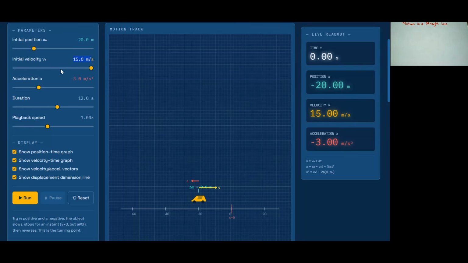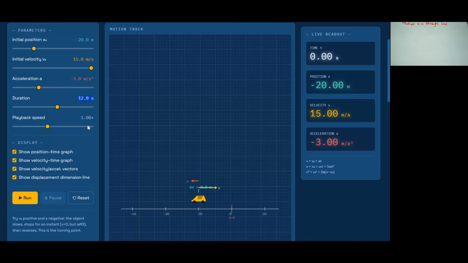And acceleration a here is minus 3.0, so negative 3 meters per second squared. Like a driver braking, every second velocity drops by 3 meters per second. And we set the duration to 12 seconds.